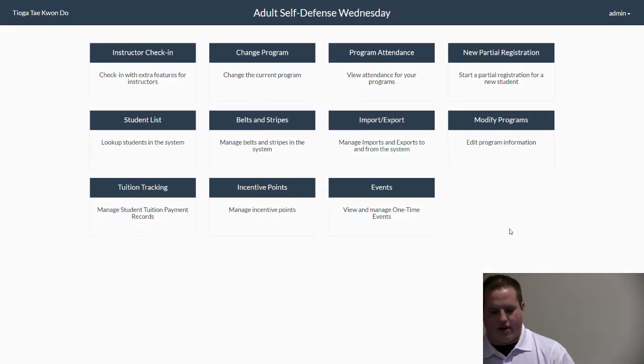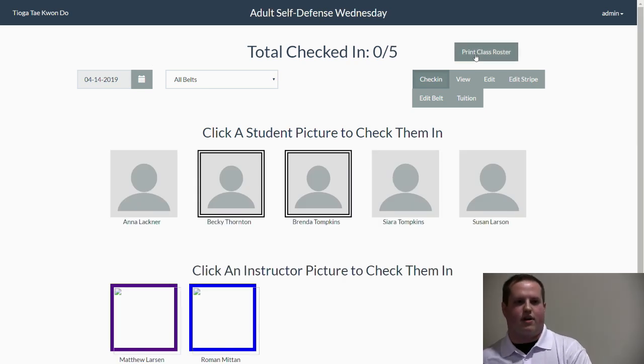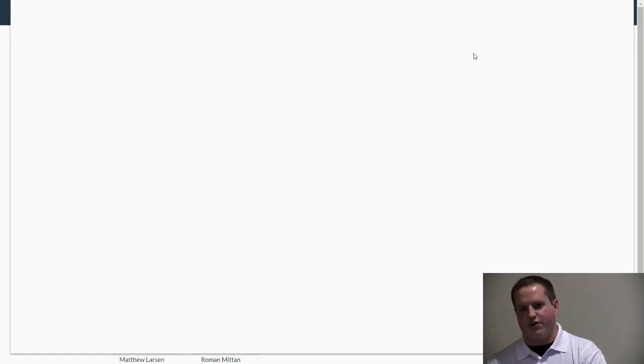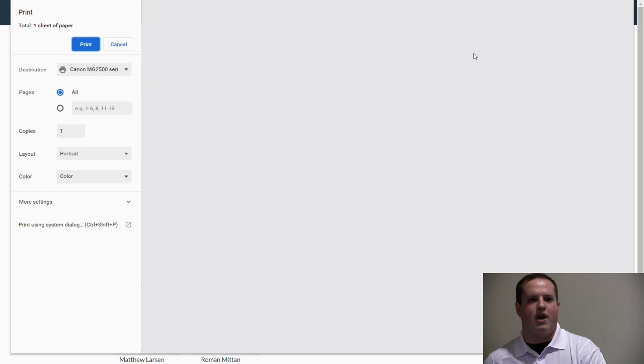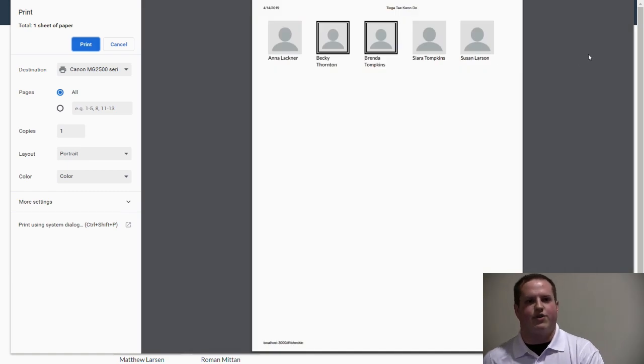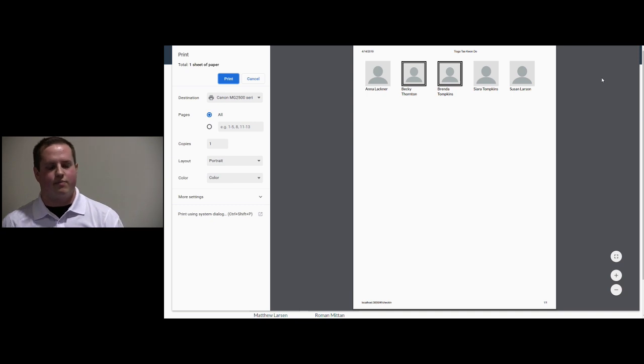We're going to look at the printable class roster first. The purpose of this feature is to allow instructors to quickly learn the names of each student within a given class. This is done by having a printable piece of paper that has the pictures of each student as well as the names, so that these instructors can match the names to the faces quicker than they would normally.